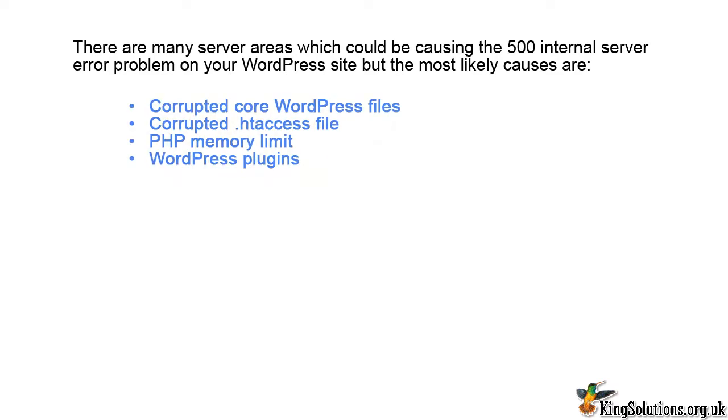There are many server areas which could be causing the 500 internal server error problem on your WordPress site, but the most likely causes are corrupted core WordPress files, corrupted htaccess file, PHP memory limits, and WordPress plugins.